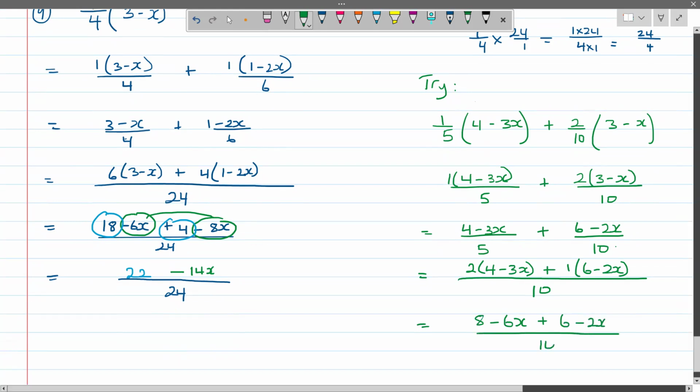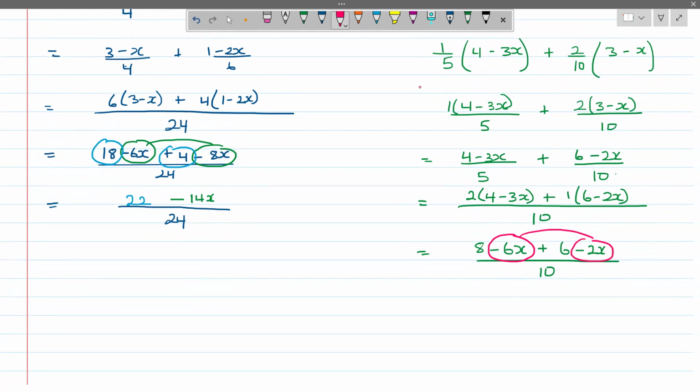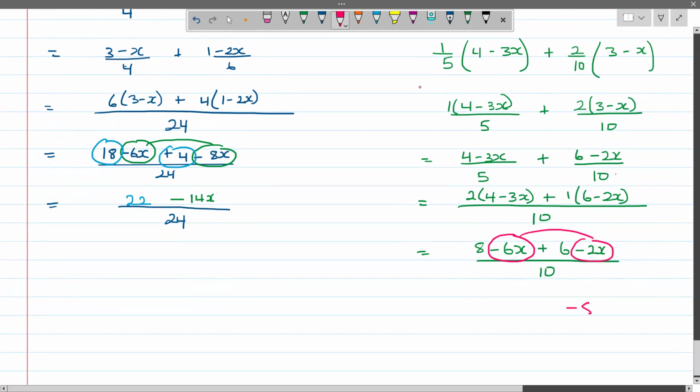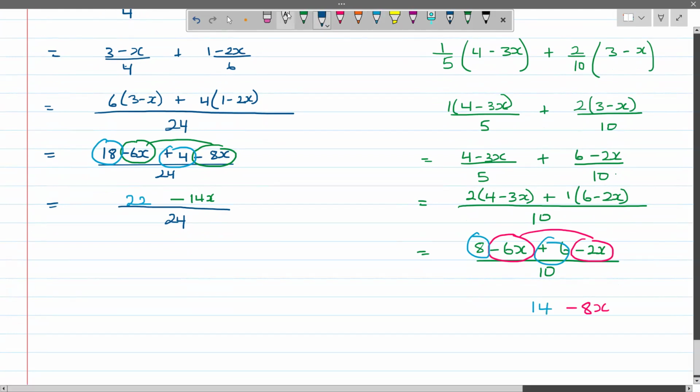All over 10. We could then add these two together. That's going to give us negative 8x. And we could add this and this together, and that'll give me 14, all over 10. Remember, we can't cancel these here, right? That's going to stay as is. And that's how we work a question like that. Yeah?